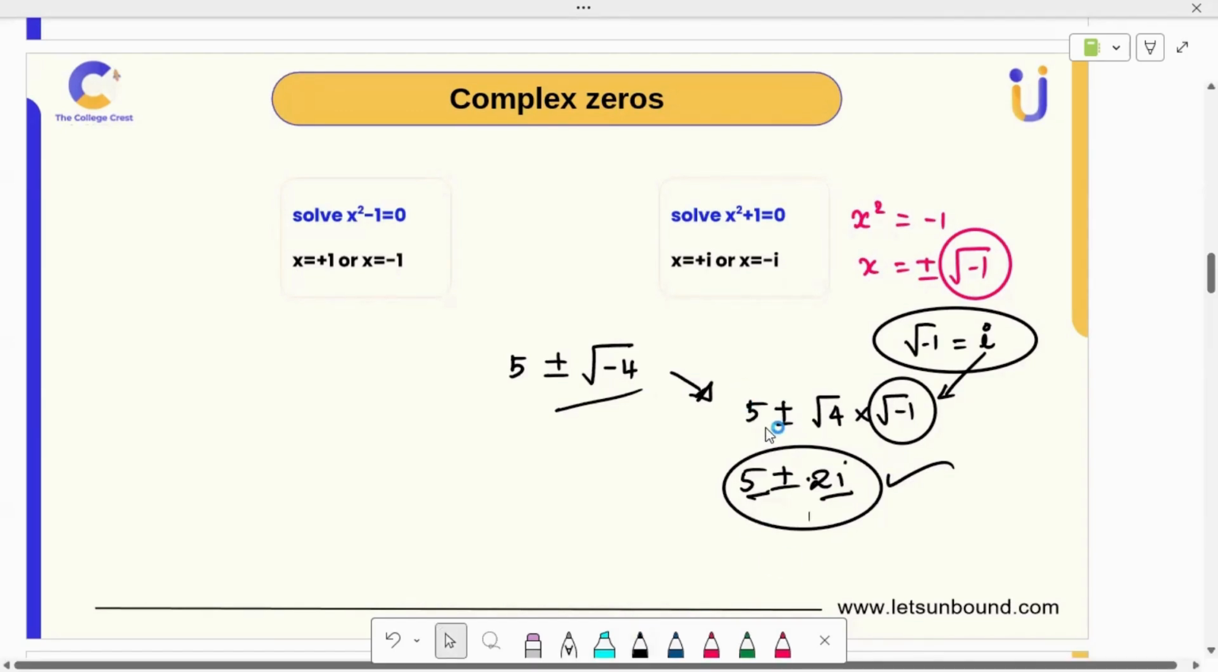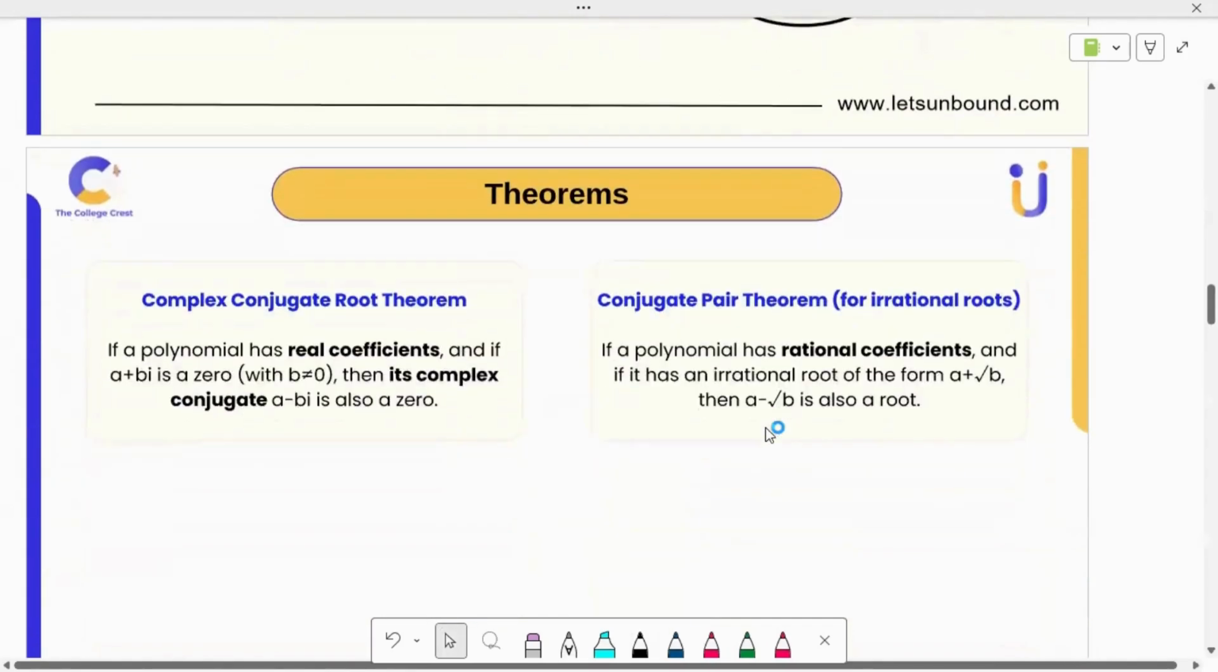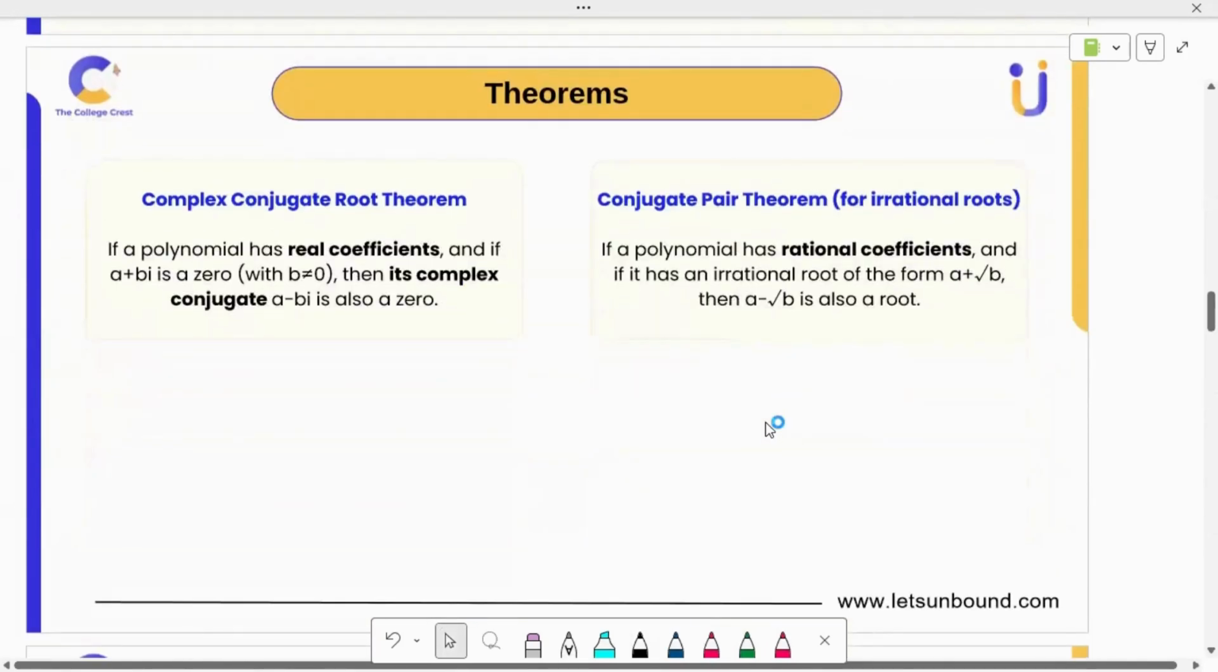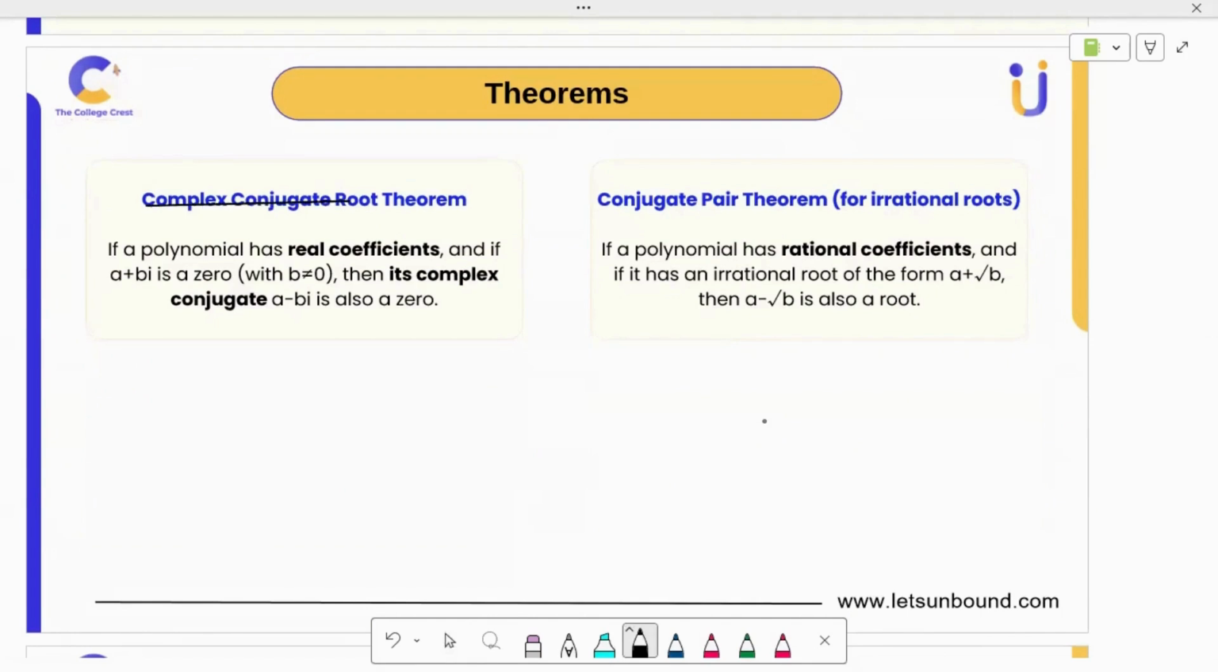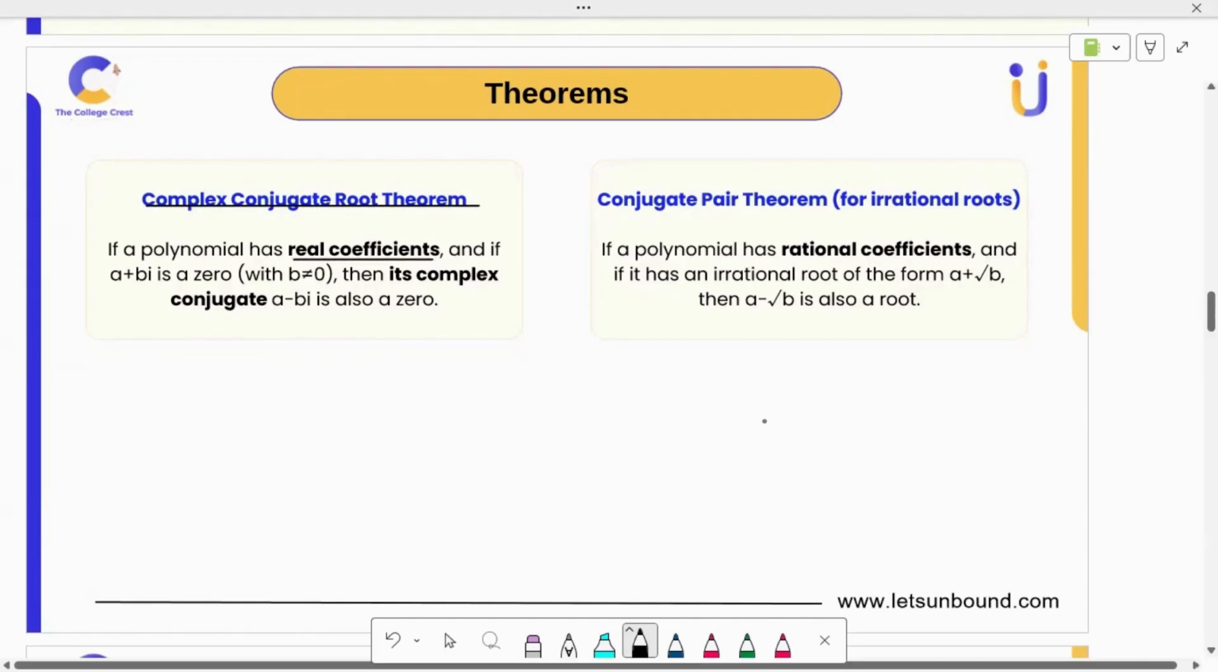Right? Now, theorems based on this. Two important theorems. First is the complex conjugate theorem. Your polynomial has real coefficients. Yes, mostly we will deal with real coefficients, and yes, in AP Precalculus. And if a plus bi is a zero, with b not equal to 0.